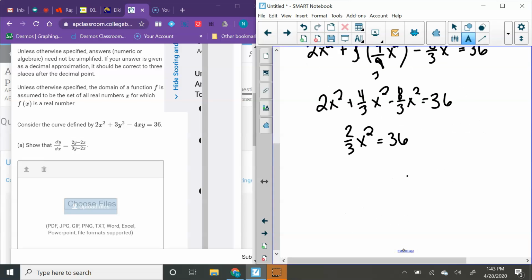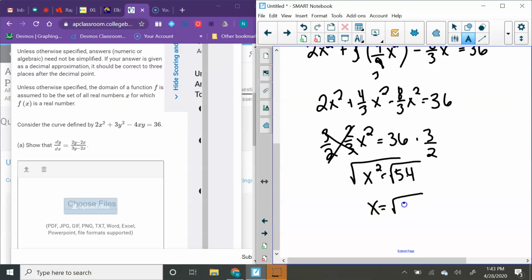You are going to divide both sides by 2/3, or I like to think of it as multiplying by 3/2 on both sides. And so you're going to get x squared equals 54. And then you are going to square root both sides, so x equals the square root of 54. You typically would put a plus or minus in front of that, but the question asks you for the positive value, so you don't need it here. The answer key rationalizes that square root, but you do not have to do that. I just leave it like this. Okay.